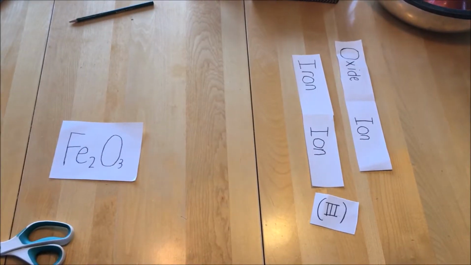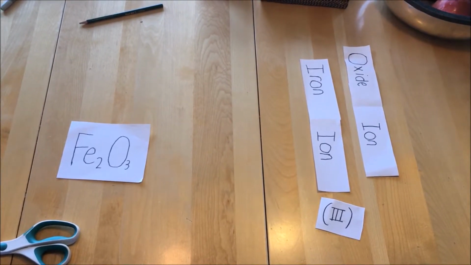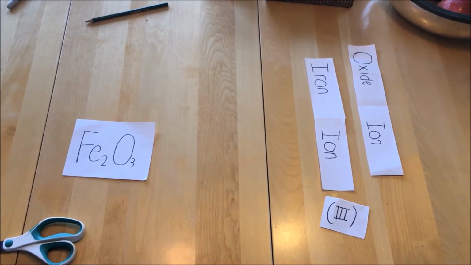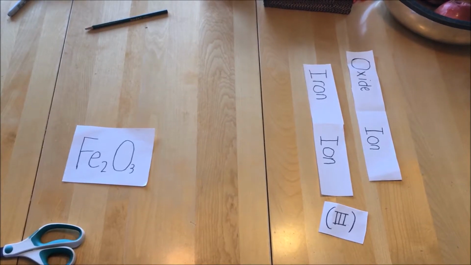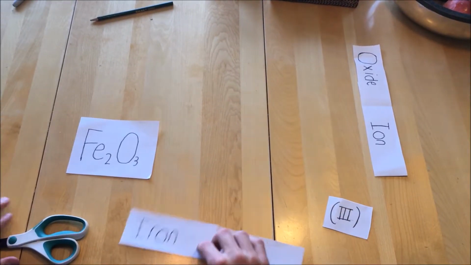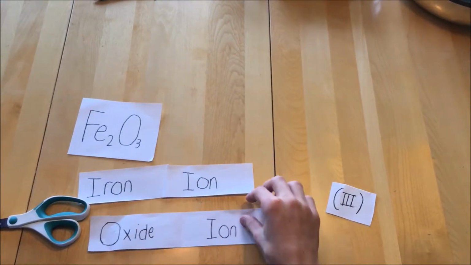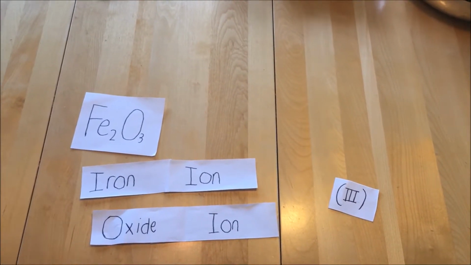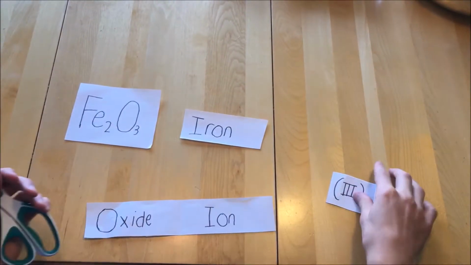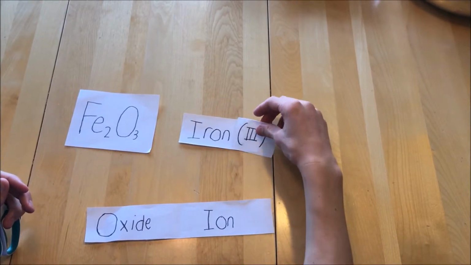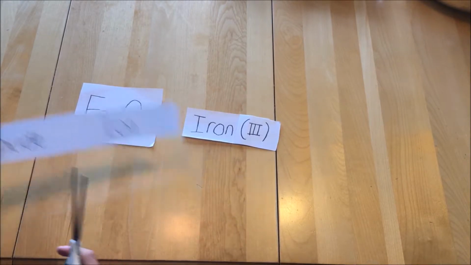This is an example of an ionic compound between a metal and a nonmetal, except in this type, the metal can form more than one charge. This compound is made up of an iron 3 ion and an oxide ion. When naming this type of compound, state the cation first, then in parentheses, state its charge with Roman numerals. After this, state the anion.